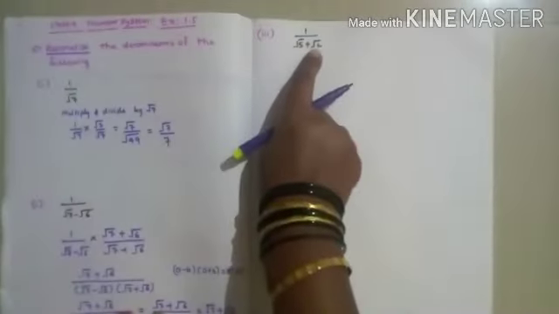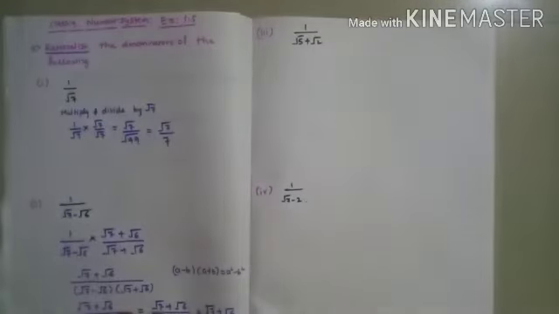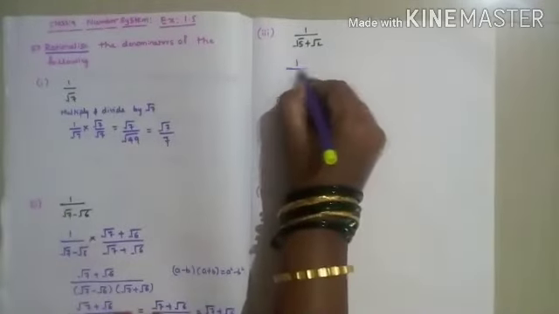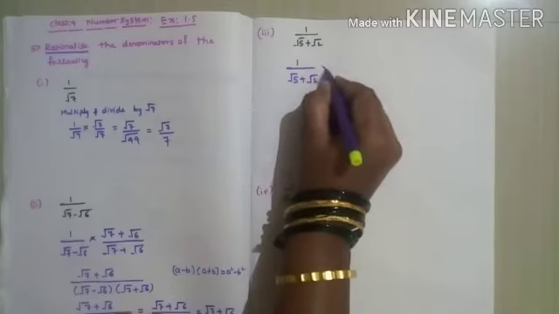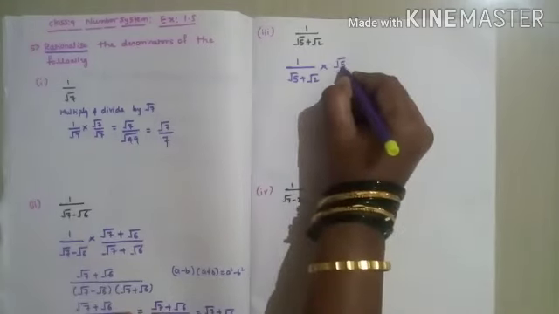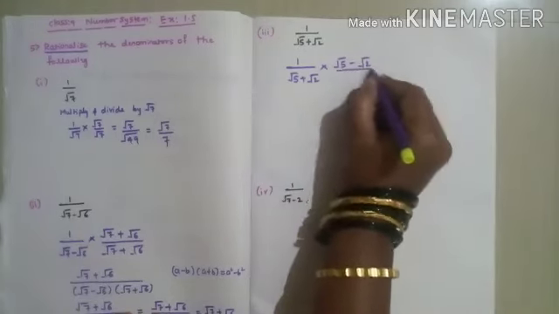Now the third one will say: what is the rationalizing factor of root 5 plus root 2? Plus is there here, so the rationalizing factor of root 5 plus root 2 is root 5 minus root 2. So we have to multiply and divide by root 5 minus root 2.